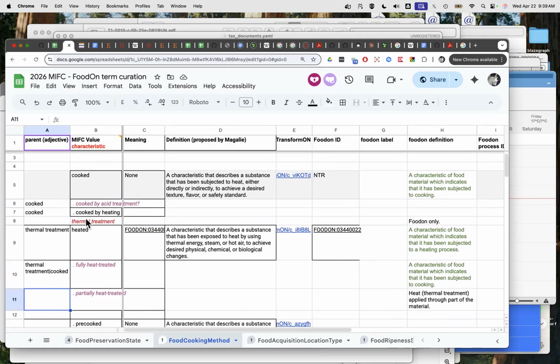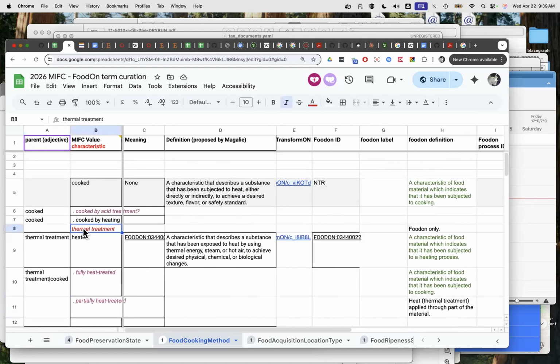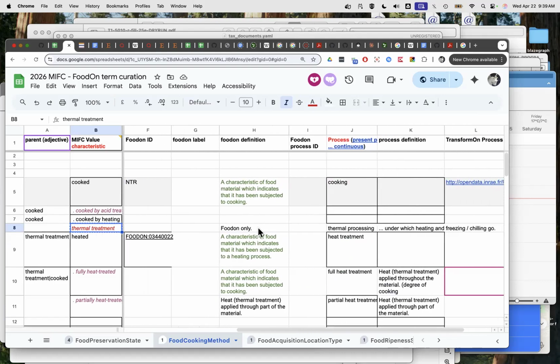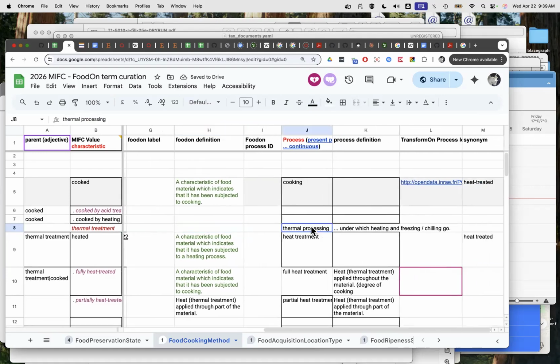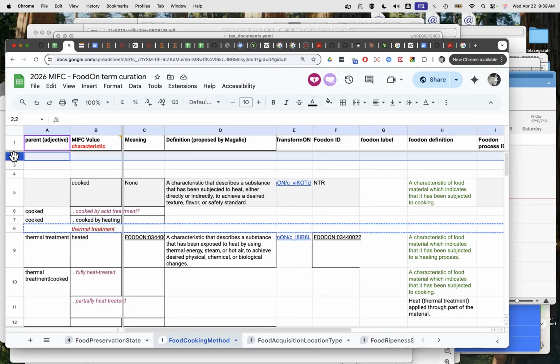Thermal treatment is, let's see, food. Thermal treatment is up top. Oh, there it is. But thermal treatment is on the side of the process. Okay, this was just proposing. Yeah. So this is the parent. It's just indicating what the parent is, often FoodOn. So I could just put that up top here.